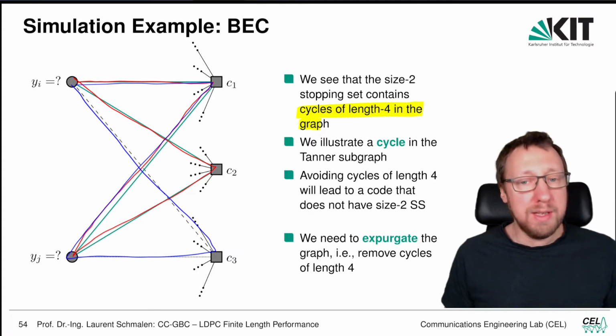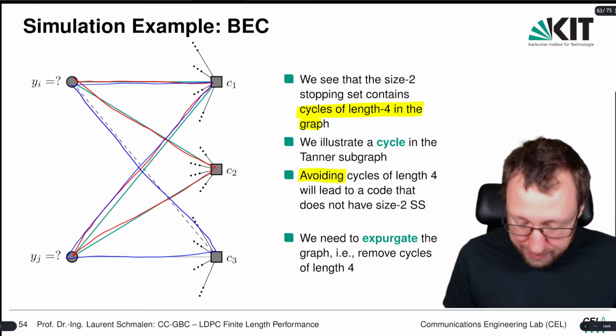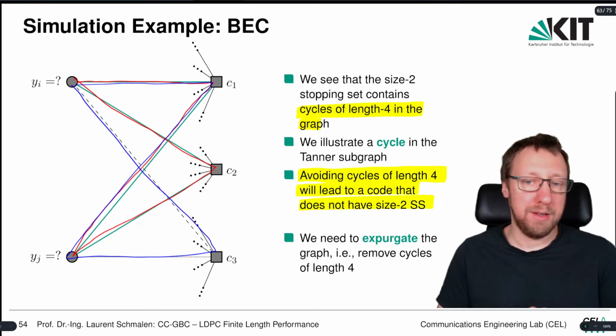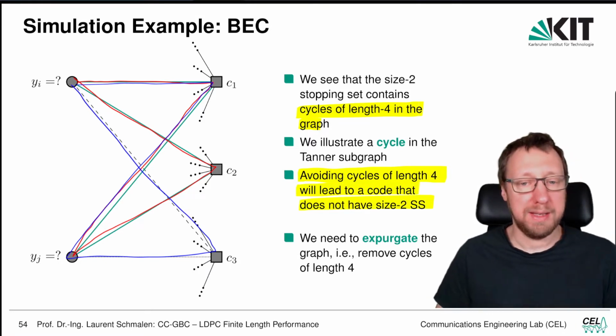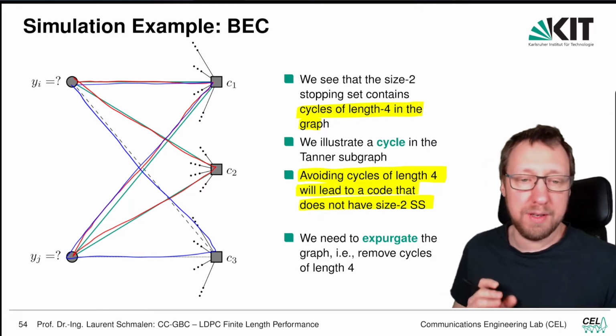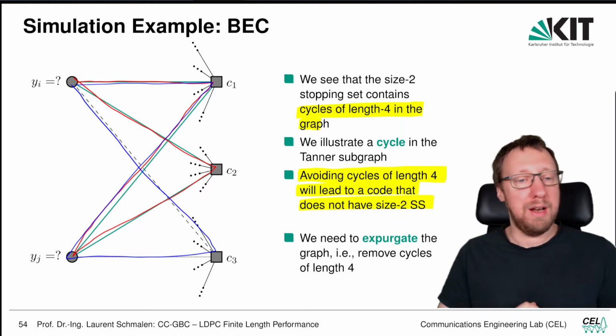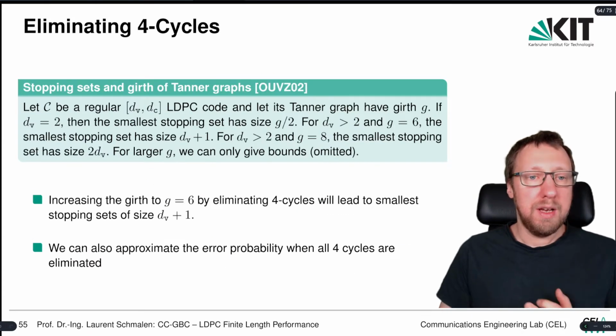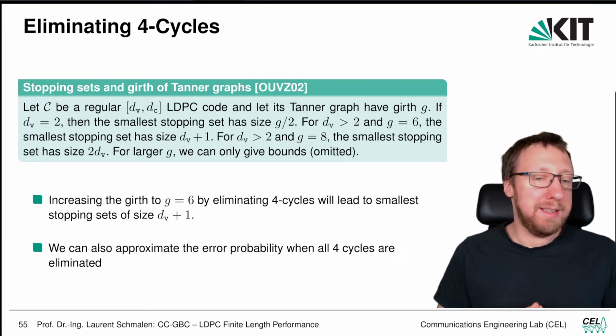So what we can do is avoid cycles of length 4, and that will lead to a code that does not have size 2 stopping sets. That is what is called expurgating the graph, removing cycles of length 4. How can we do this? And why is this helpful?